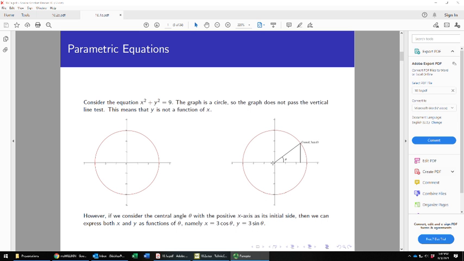So here's the picture. Here's the positive x-axis as your initial side. Here's the terminal side, making our theta. You can check that the x-coordinate here is certainly 3 cosine theta, because this is a radius of 3. So this side would have length 3 cosine theta. And then the y-coordinate would be 3 sine theta.